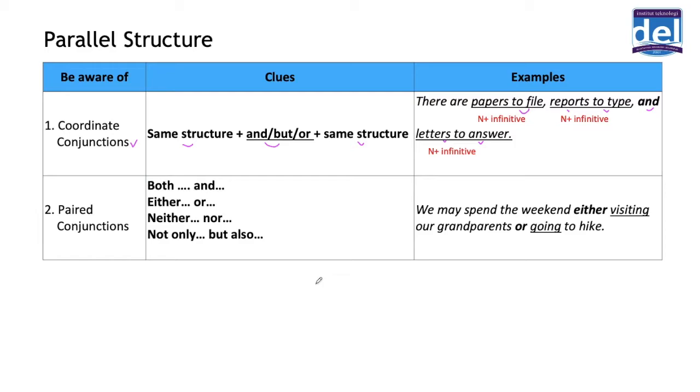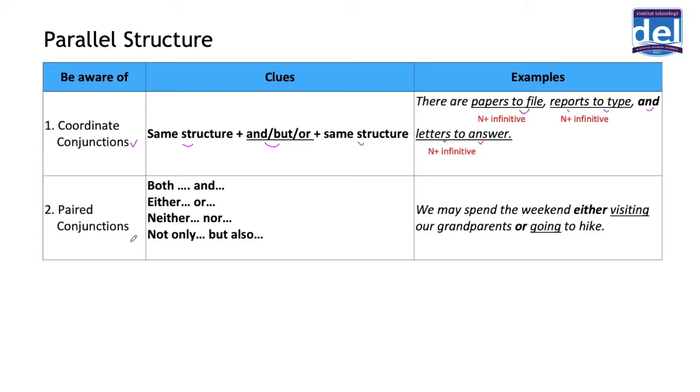The simplest example that I can think of right now is: I like singing, dancing, and to cook. Okay, the structure of the sentence is not parallel because they are singing, dancing, and to cook. The structure is supposed to be I like singing, dancing, and cooking. Or maybe I like to sing, to dance, and to cook.